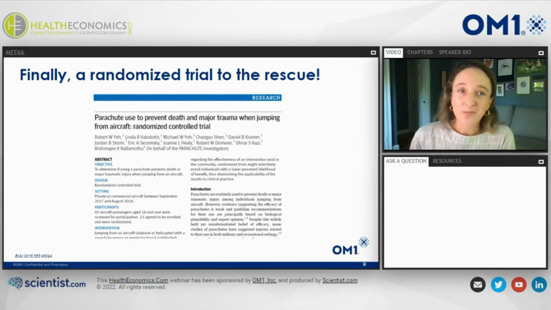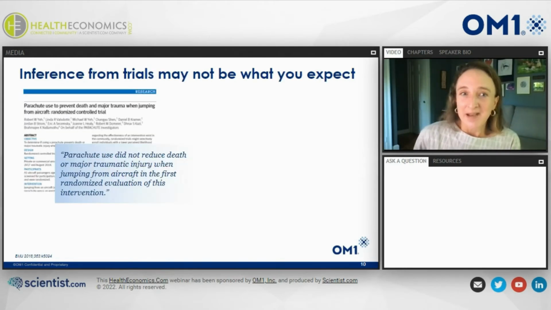This paper was published by some real leaders in observational data analysis, comparative effectiveness research, and clinical research in general, Bobby Ye and Brahmaji Nalamothu, who was a senior author. Essentially, they conducted a randomized trial. They went out, and anytime they flew for conference travel or personal travel, they sought seatmates to enroll in this randomized trial of the parachute efficaciousness.